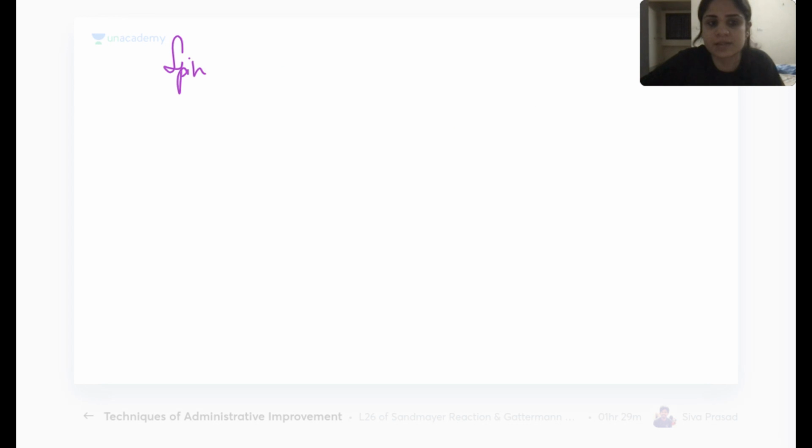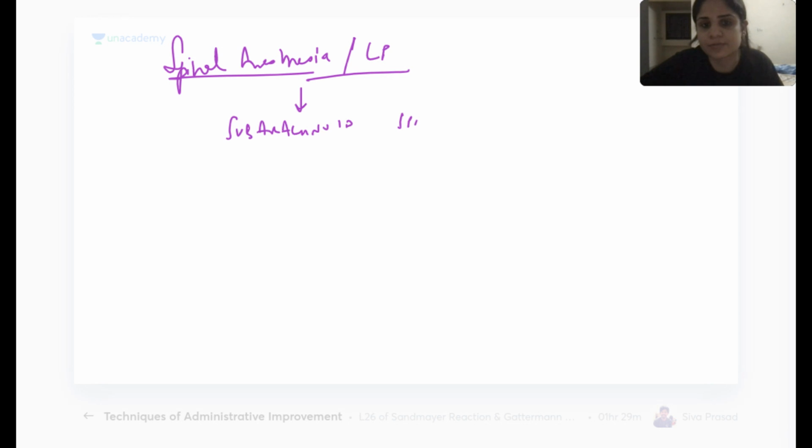Yes. So please remember this. This has been asked recently in the NEET PG exam. So they had asked lumbar puncture is done in which space, or spinal anesthesia is given in which space. So it is given in the subarachnoid space. This is the space where you will find CSF.